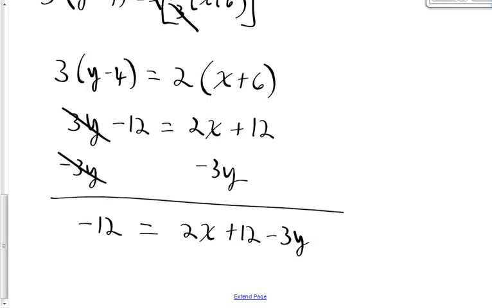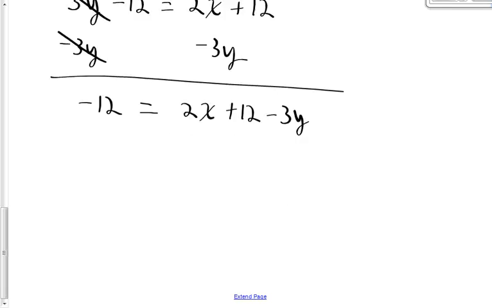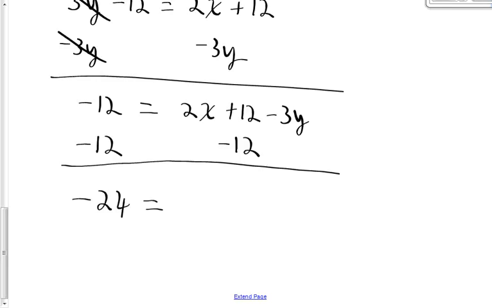Now the last step is to move all the constant terms over to the other side, the left side. So I'm going to subtract 12 from both sides to get rid of it on the right side, but I also have to subtract it from the other side. On the left-hand side, I'll have negative 24. On the right-hand side, I'll have 2x, these will cancel out, minus 3y.